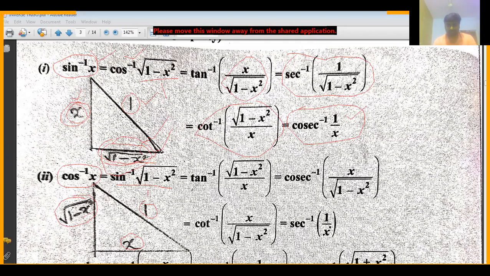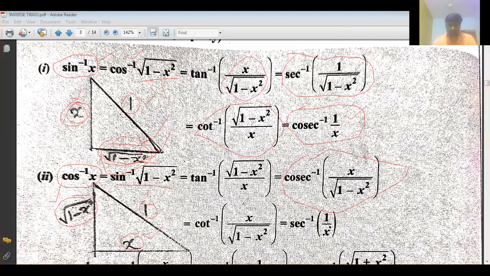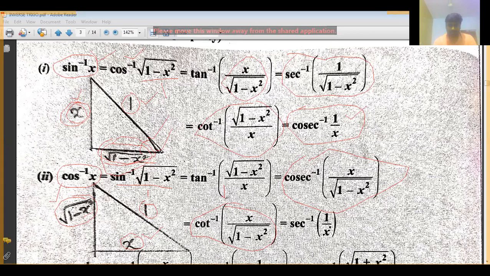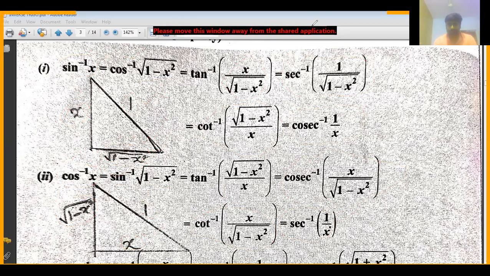Okay. Now, tan inverse, opposite by adjacent. Correct? So, root 1 minus x square by x. Cosecant inverse, reciprocal of sine. Okay. Cot inverse, reciprocal of tan. Okay. Now secant inverse of 1 by x, the reciprocal of cos. Cos inverse x here initially, this will be 1 by x reciprocal. Okay. So like that, we can write those properties of inverse trigonometric functions.